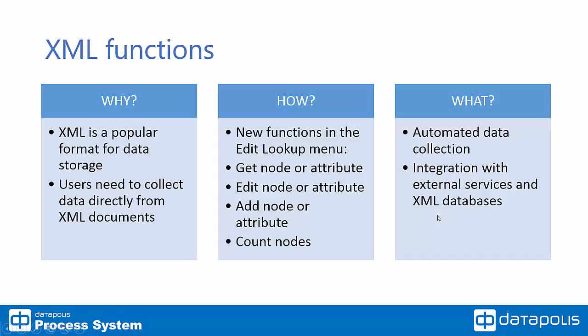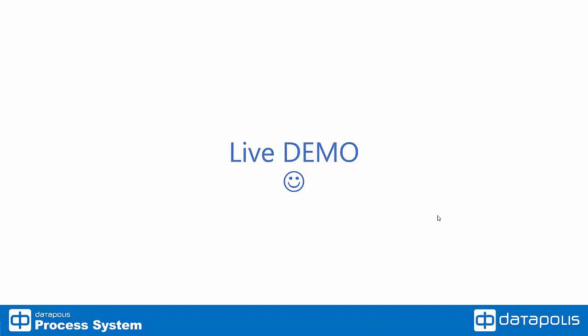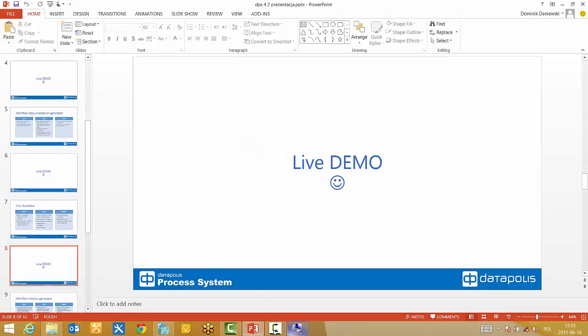The next part is XML functions. So why? XML is a popular format for data storage. Users need to collect data directly from XML documents. How? New functions in the edit lookup menu: get node or attribute, edit node or attribute, add node or attribute, and count nodes. So what do you receive? Automated data collection, integration with external services and XML databases, and of course the live demo of this feature.